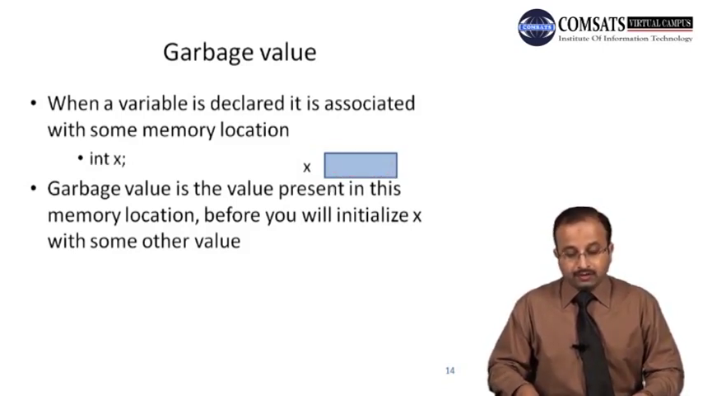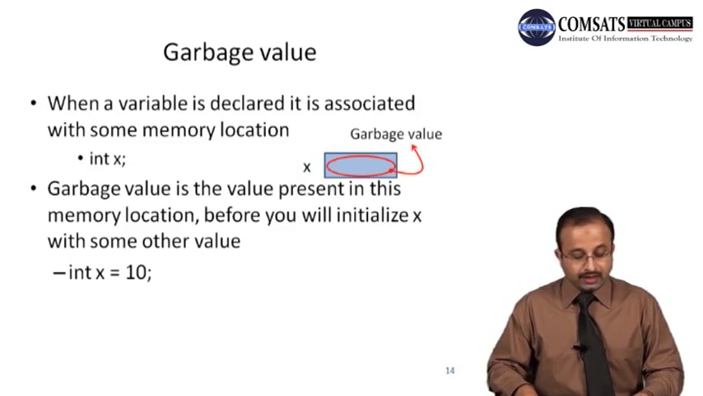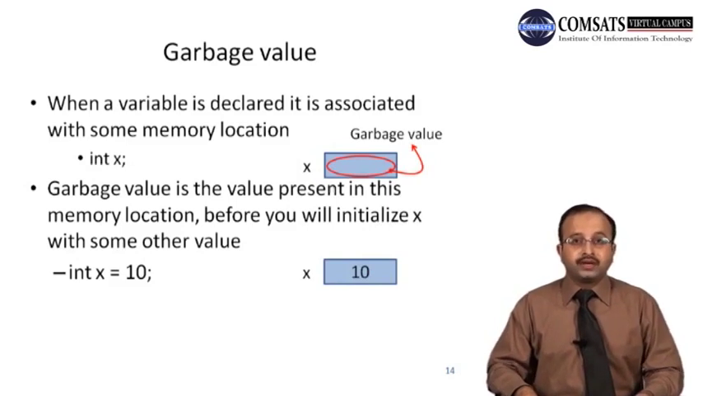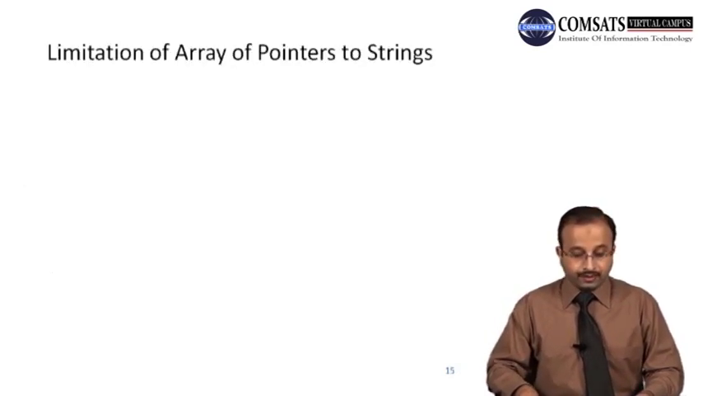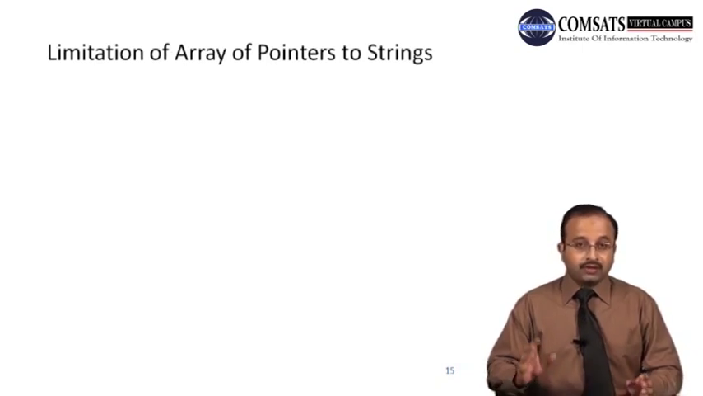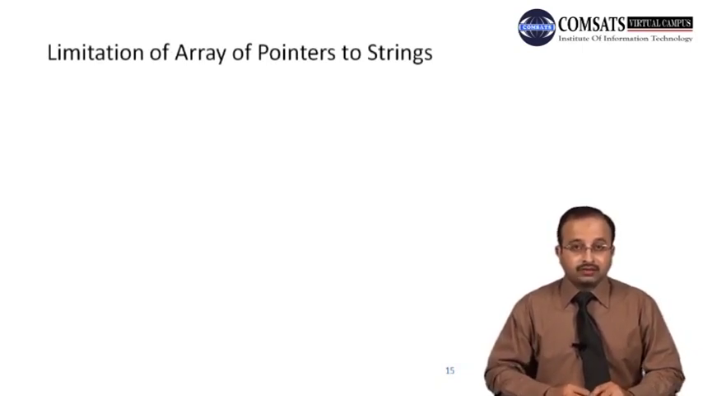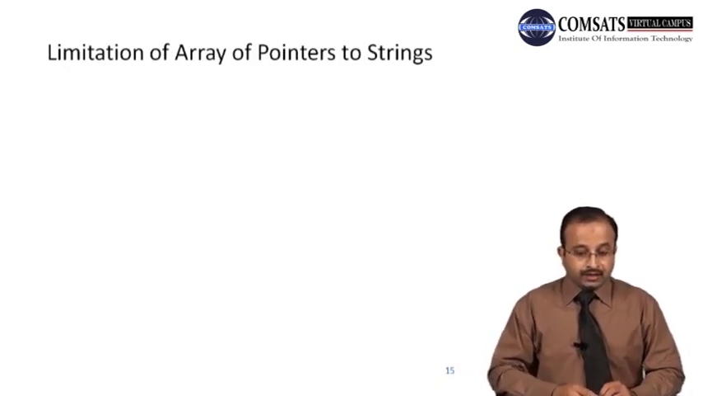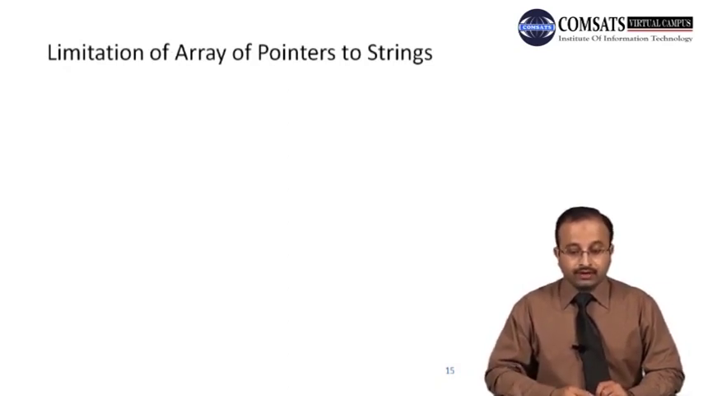And that's why it is called a garbage value. So the previous value that is written at that memory location is called a garbage value. If you write int x is equal to 10, then if you print x, now you know the value of x will be 10. In this case, when you print x, the garbage value will not be printed. Now let's come to the limitation. Keep this garbage value concept in mind. Let's see the limitation of array of pointer to string.